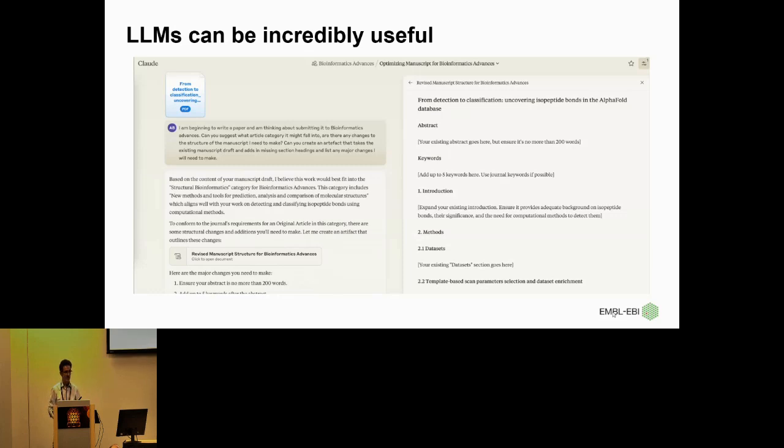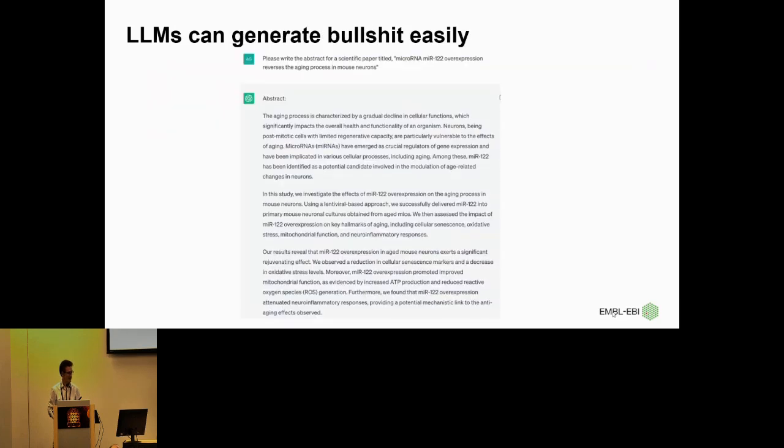I presented on LLMs at Lyon last year, and I'm going to recycle a couple of slides from that. What I said then was that LLMs can generate bullshit very, very quickly and easily. Here, I've asked it to write an abstract for a scientific paper entitled microRNA 122 overexpression reverses the aging process in mouse neurons, and it's very happy to write something that's extremely plausible.